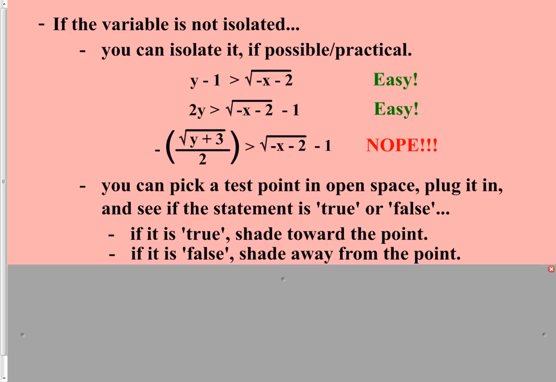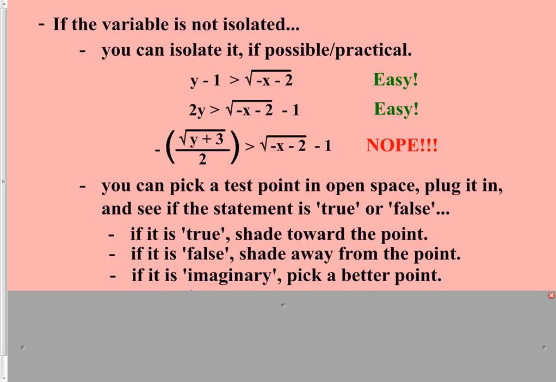On the other hand, if you pick a test point and plug it in, and that gives a false statement, then the equation is again communicating with you, saying, no, I don't like that point, do not shade towards it. So you would shade the opposite direction.